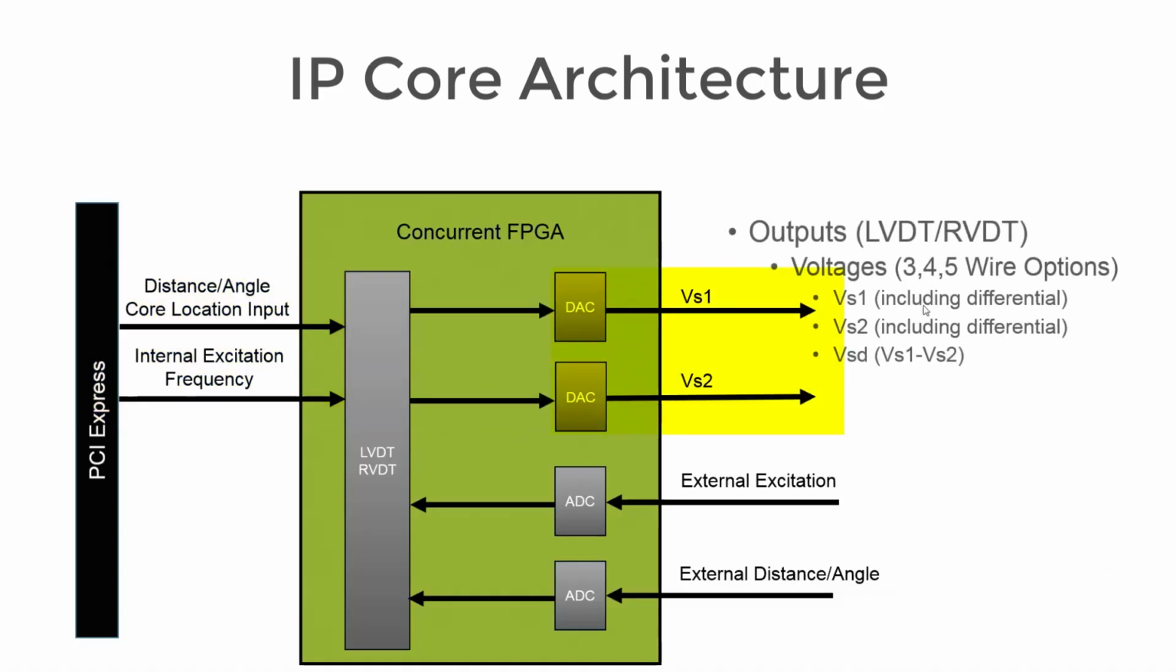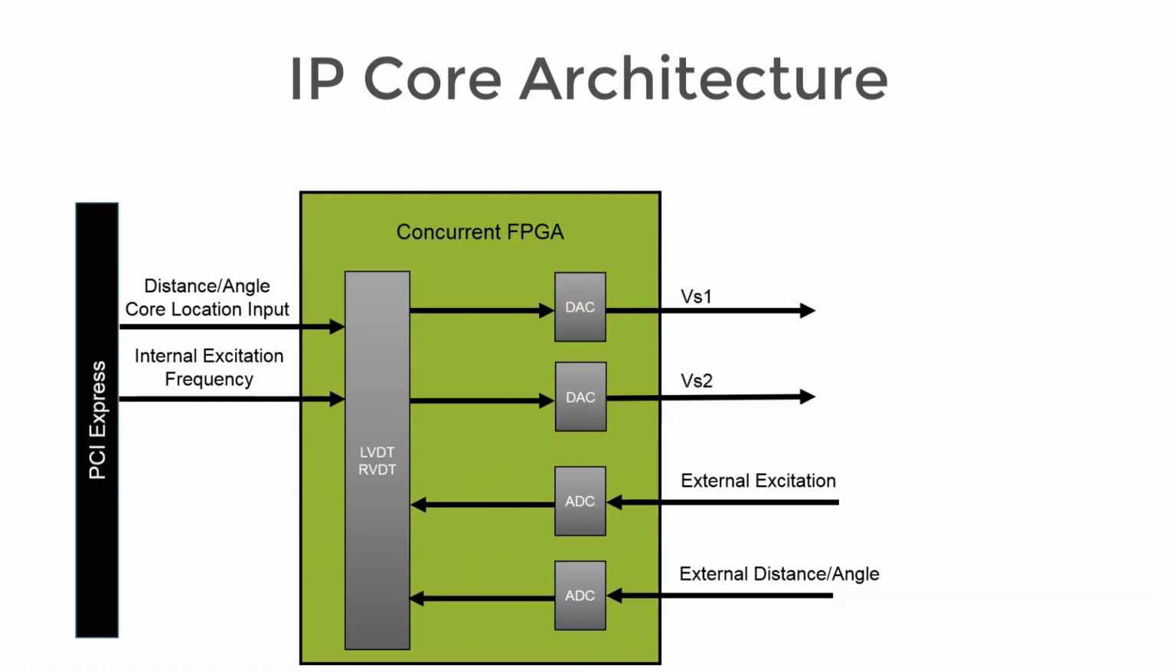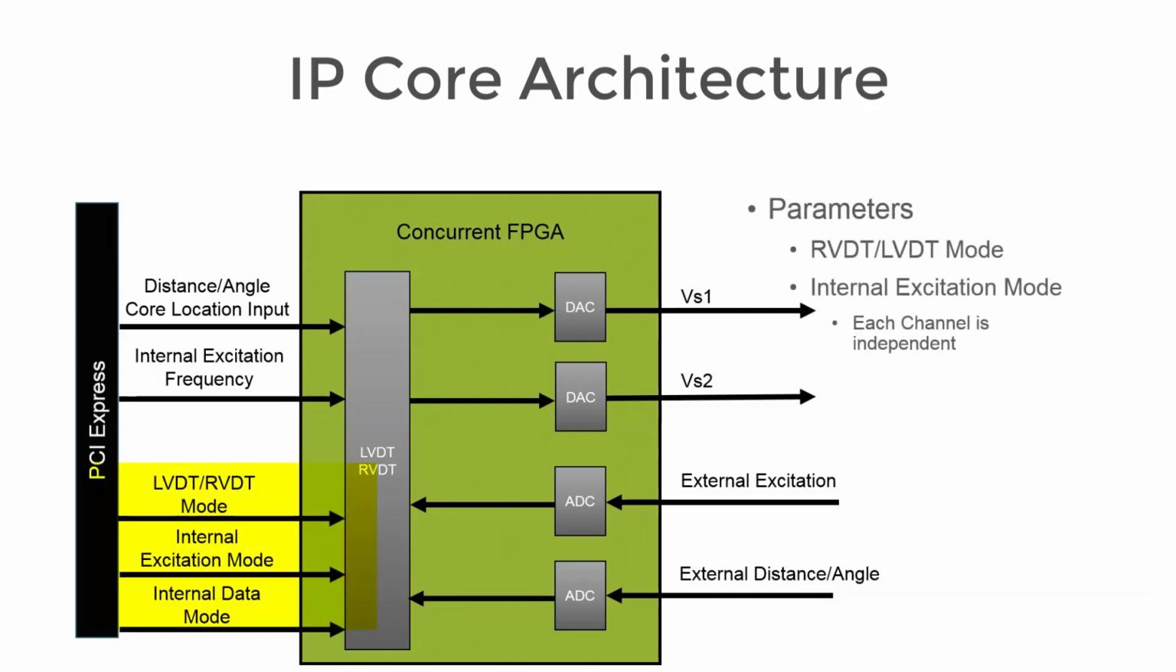The outputs of our LVDT/RVDT module shown here are VS1 and VS2. These are the secondary voltages across those secondary coils. But the FPGA module itself has many different options for outputs. Lastly, the control parameters allow you to switch between LVDT and RVDT mode. They allow you to switch between internal and external excitation. And they also allow you to switch between software-programmed distance of the core location or external into an ADC.